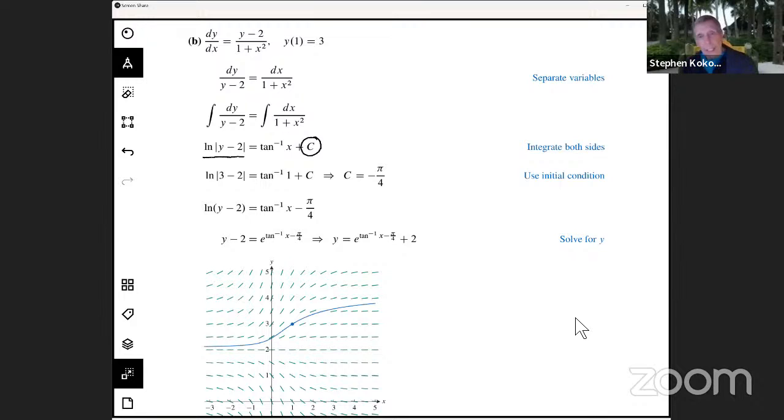Okay. At this point, we want to use the initial condition. What was it? y of 1 is equal to 3. So y is equal to 3, there's the x equal to 1. And that gives me a c equal to minus pi over 4. But it's also told me something else here. This is the way that I think about this. When I plug in that y equal to 3, the argument inside the absolute value is positive. And that tells me I am on the branch of this solution where that argument is positive.